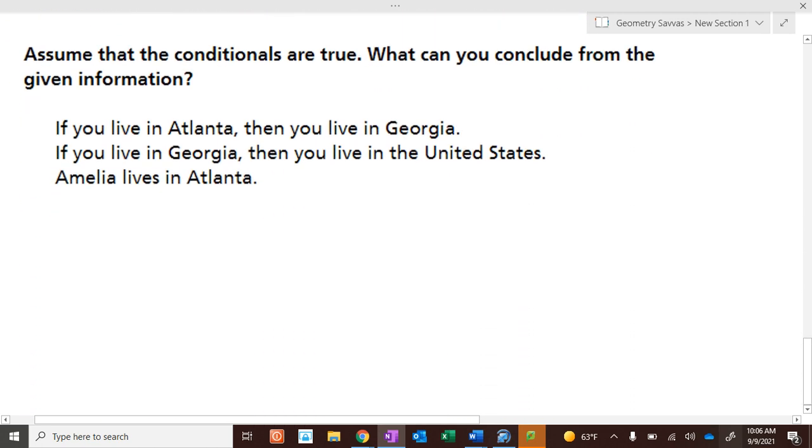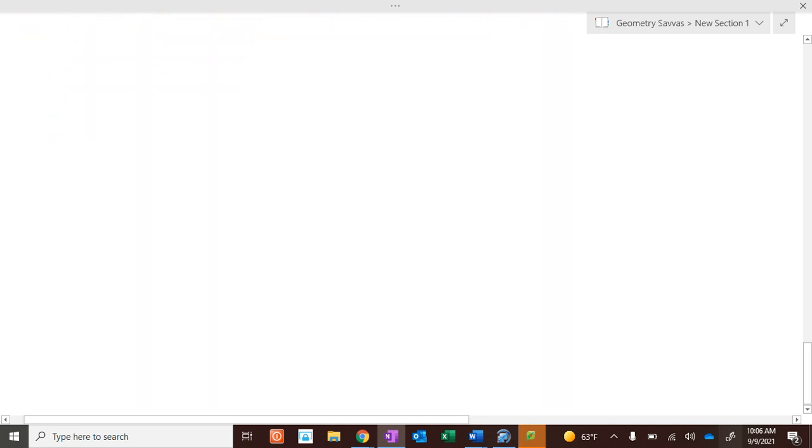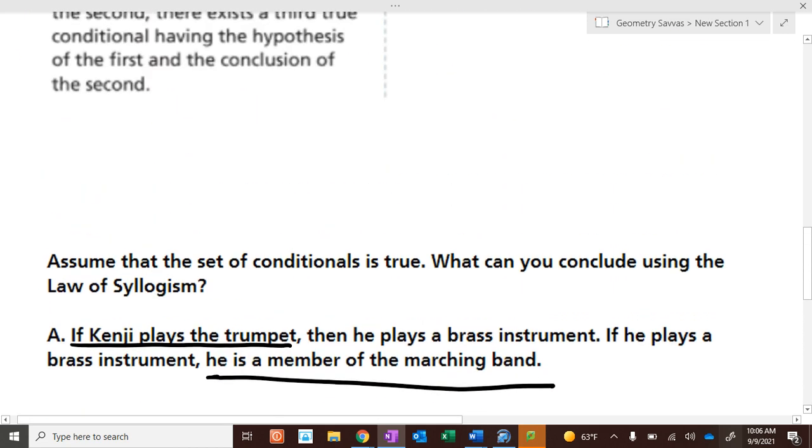If you live in Atlanta, then you live in Georgia. If you live in Georgia, then you live in the United States. Amelia lives in Atlanta. What do we know about Amelia, Maria? She lives where? She lives in the United States. That's all that section's about.